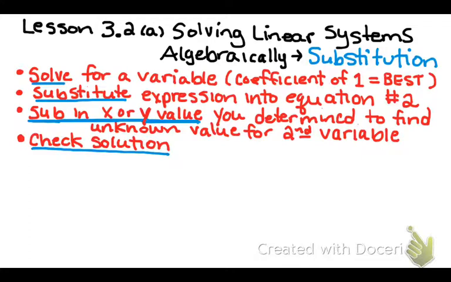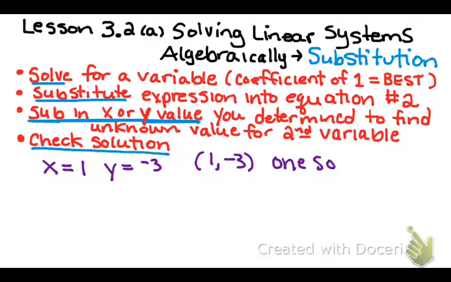If you get something like x equals 1, y equals -3, so the ordered pair would be (1, -3), that means there's going to be one solution. So basically one intersection. And you might remember that from the graphing that we did.